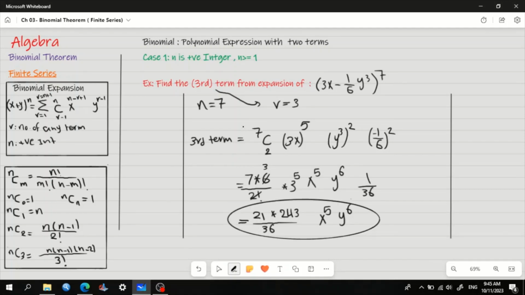Okay, we don't have to find all expansion, just use the general form of the binomial expansion, and r is equal to the number of the term in the expansion just to find it. Okay, let's clear that and move to another example.